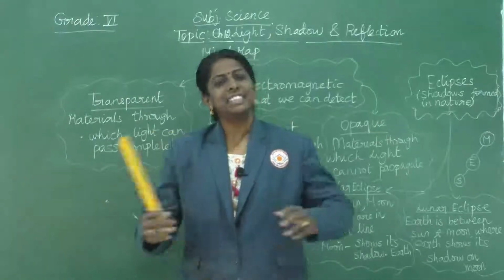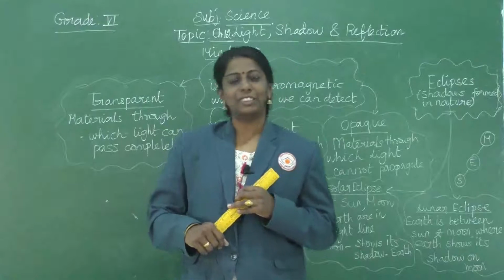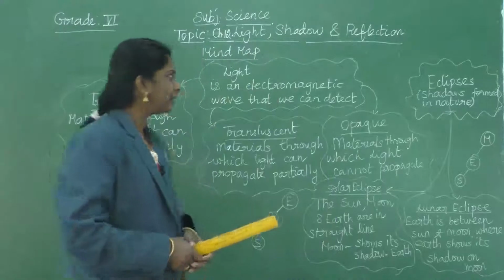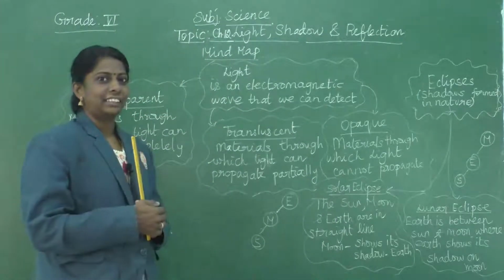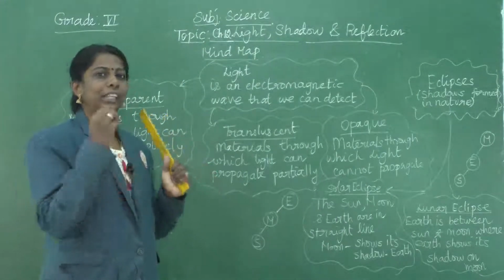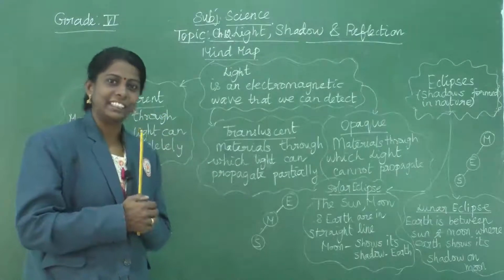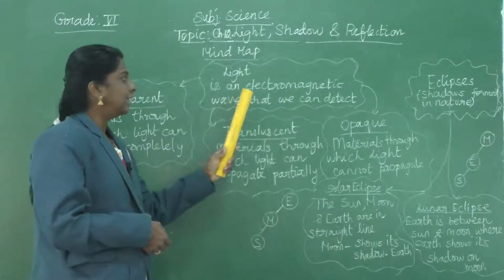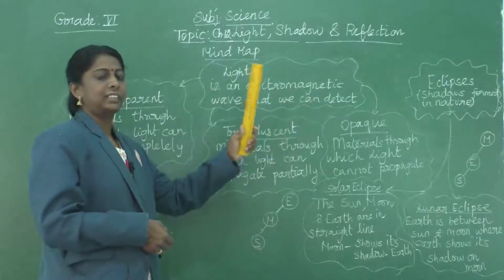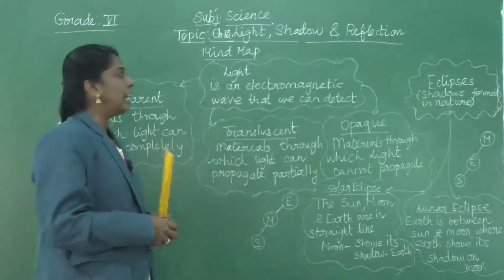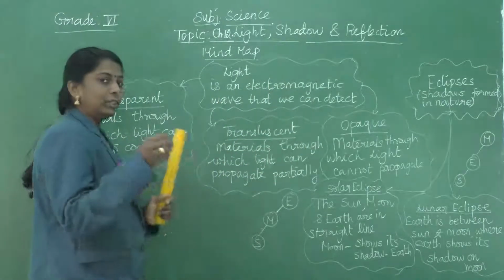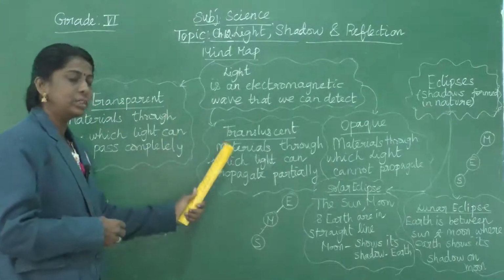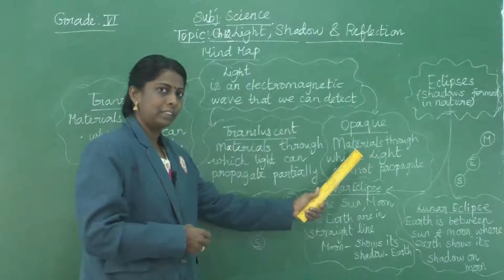Yes children, let us start with the mind map for this chapter. Light, shadow and reflection. So, what do you mean by light? We can see all the objects only through light, is it not? Light is an electromagnetic wave that we can detect. And here we are going to learn about three different things: transparent, translucent and opaque.